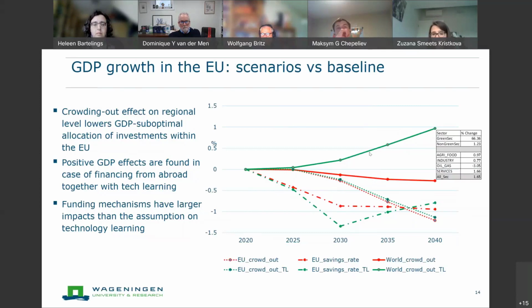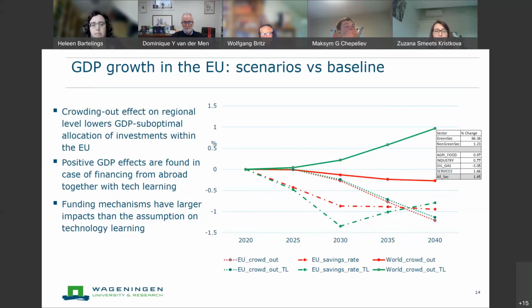So you see that the green curve is quite diverging. And this small table here shows the percentage difference in 2040 between these two scenarios. So we see that green sectors' production volume really grows a lot, but there are positive spillovers to other sectors as well. For example, agri-food, industry, and services, all sectors benefit from increased green investments and from the technology learning.